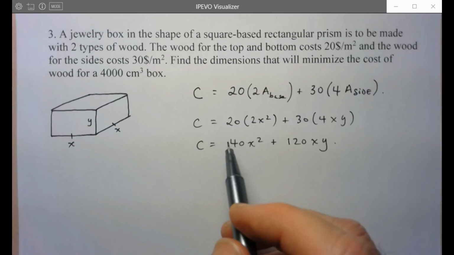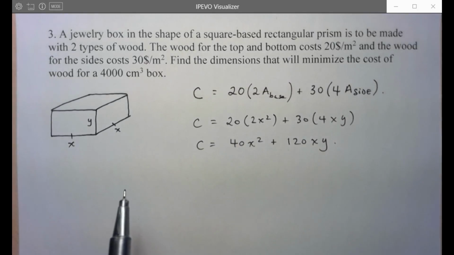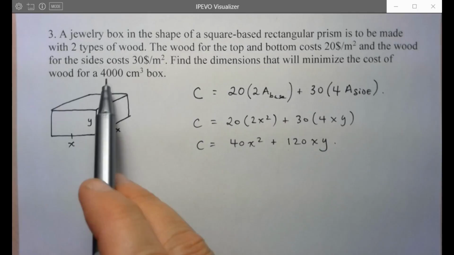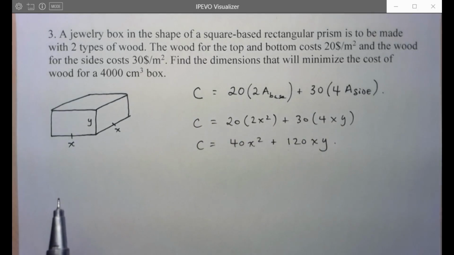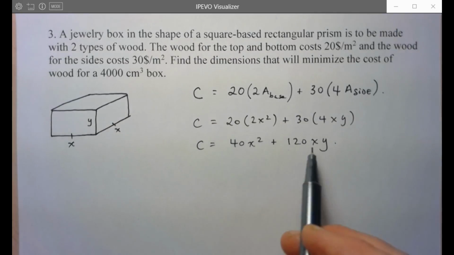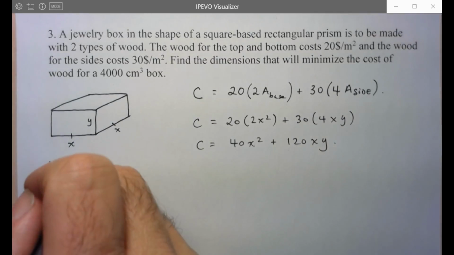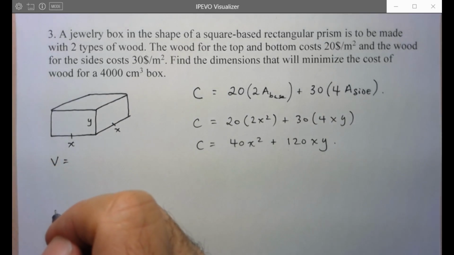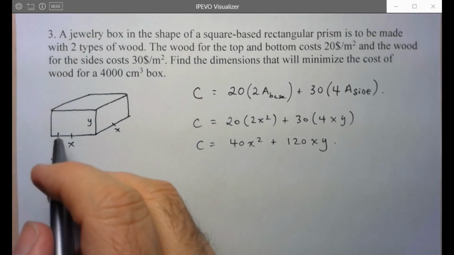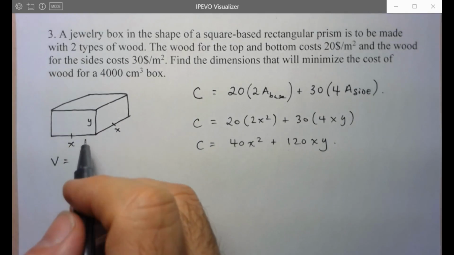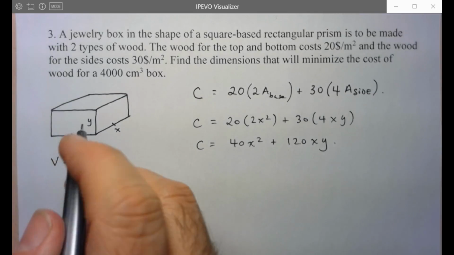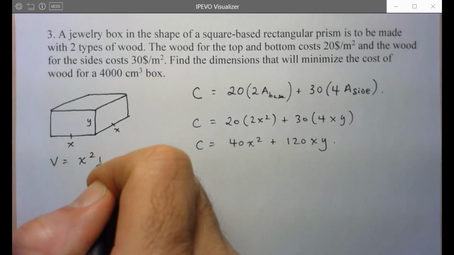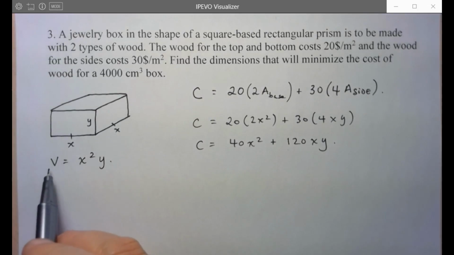But notice how we haven't used another constraint that was given, as they told us that the volume of the box has to be 4,000 centimeters cubed. Hopefully this will help us find a way to write this in terms of 1 variable. So we know that the volume of a rectangular prism is just going to be length times width times height. In other words, length times width is x squared, times height y. So that's equal to x squared y. And they give us the volume, so it looks like we'll be able to write one of these variables in terms of the other.